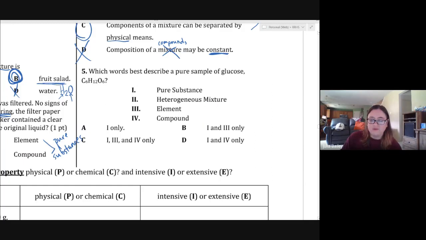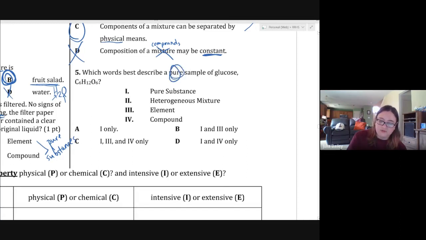Number 5, which words best describe a pure sample of glucose C6H12O6? That word pure does tell us it is a pure substance. If it's a pure substance, it cannot be a mixture. So it's not going to be Roman numeral 2. Then you have to decide it can't be both an element and a compound. It can only be one or the other.